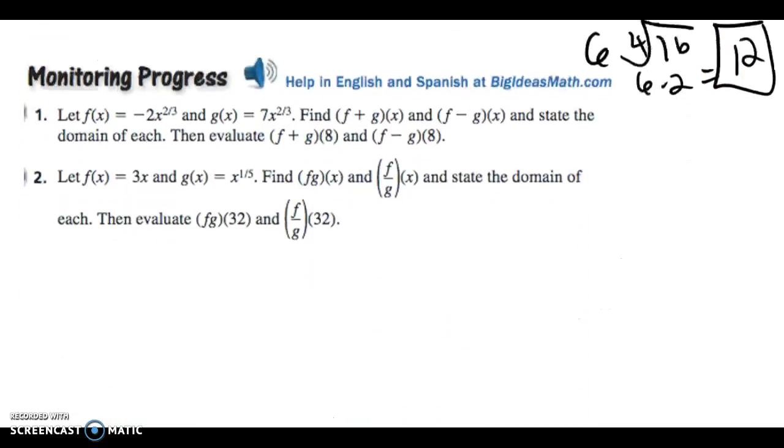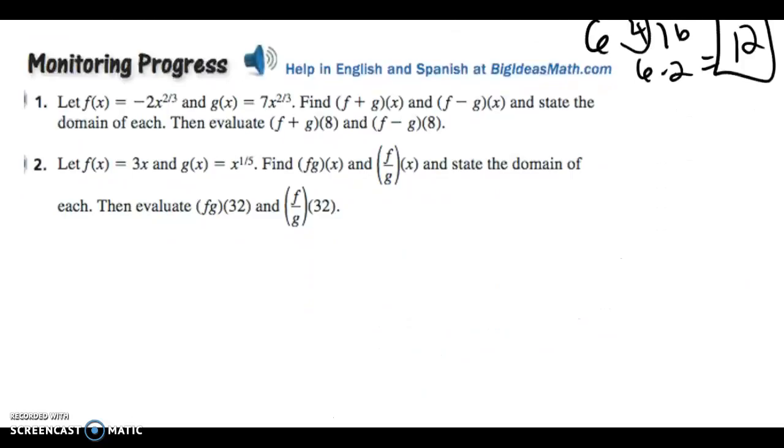We'll then complete the modern progress questions in class.